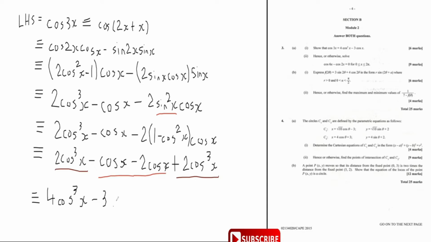Is that what we have? I'm sure that is what they want us to prove. Yes, that is what they want to prove. That is equivalent to our right-hand side. Nice and easy. That's equivalent to your right-hand side, so you can just write it down easily.